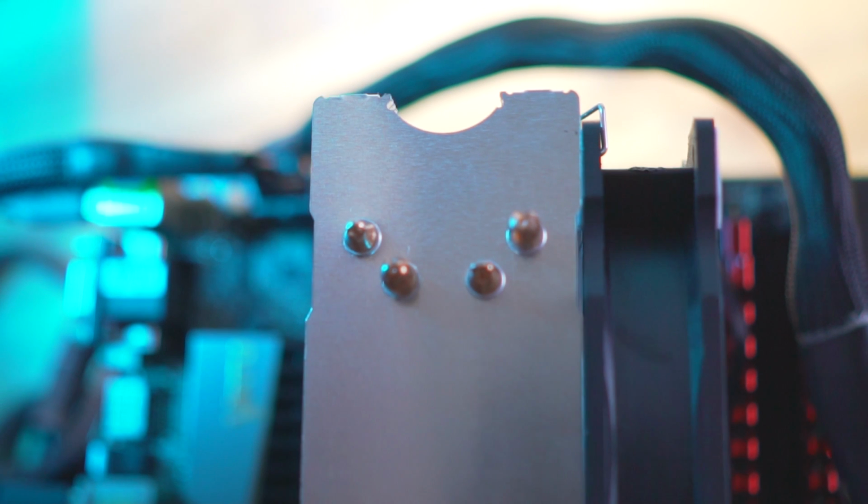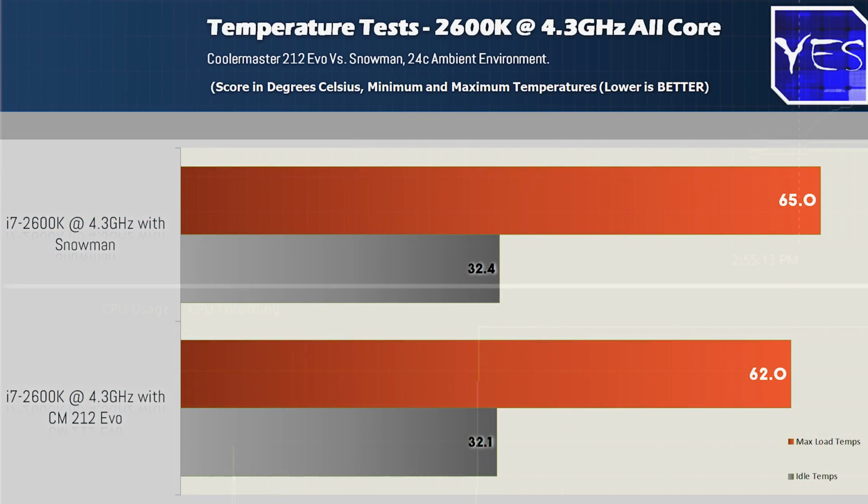But that aside, we got the temperatures coming in here. 32 degrees idle on both these coolers with this 4.3 gigahertz overclock. And then we had the maximum temperature on the Coolermaster 212 coming in at 62 degrees and the Snowman coming in at 65 degrees. So it did lose out by 3 degrees, but here is the kicker.